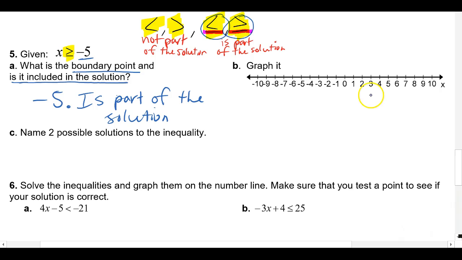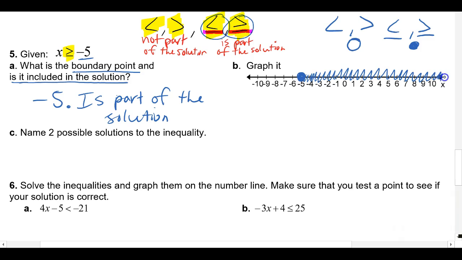Now we've got to go over here and graph it. We have our boundary point of -5, so we're going to start with that. If we have a less than or greater than sign, you're going to draw an open circle. If you have a less than or equal to, or a greater than or equal to, you're going to draw a closed circle. So here we need to draw a closed circle because it's greater than or equal to. And now it says that x is greater, meaning that x is more positive than -5, so we're going to shade all the way to the right. And that will be it for graphing it.